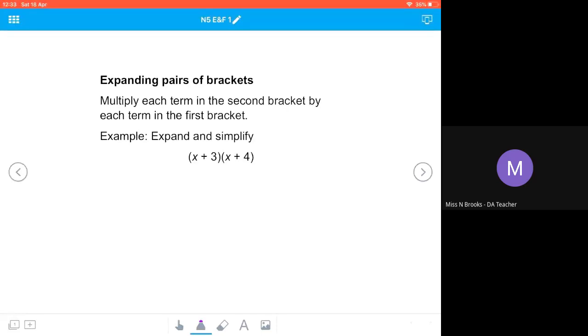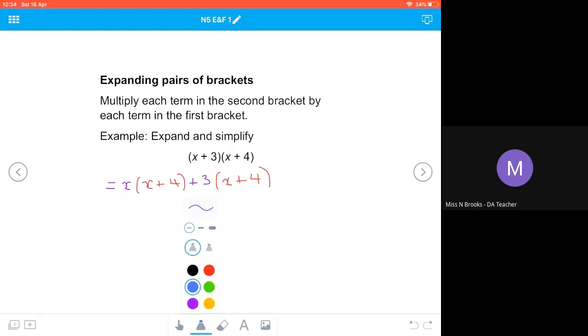So the first example here, we're going to expand and simplify (x + 3)(x + 4). So the first thing we're going to do is set it up. So we're going to set it up as x, and then we're going to write that second bracket, x + 4. And then we're going to use the +3, and then we're going to write the second bracket again, x + 4. So you can see we've split our first bracket into two places, and then we've got our second bracket written. And now we're going to expand our brackets just like we did in the last video.